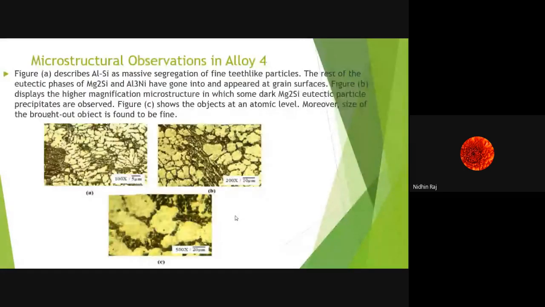Now moving on to alloy 4, figure A describes aluminum silicon as massive segregation of fine teeth-like particles here.